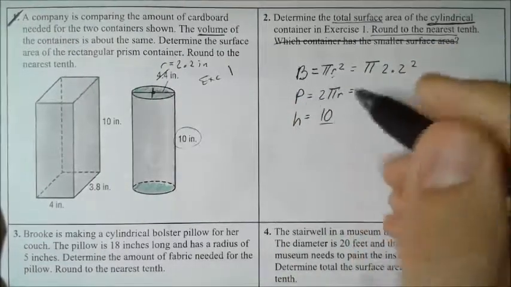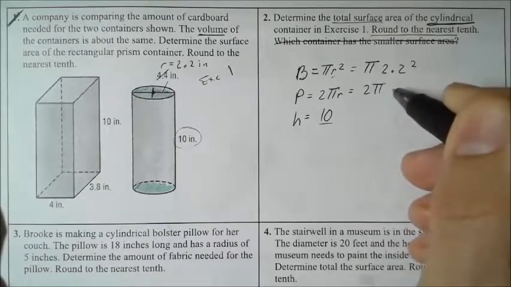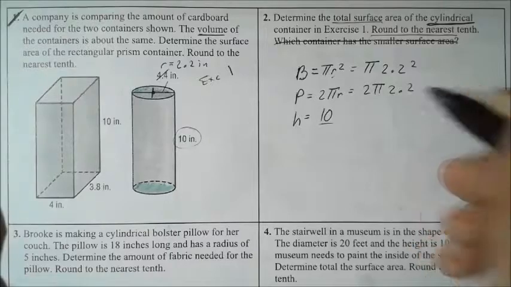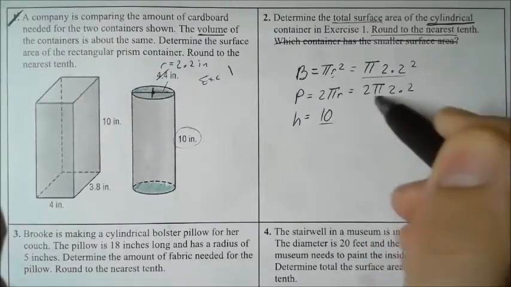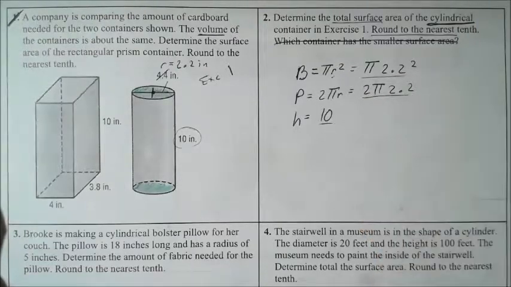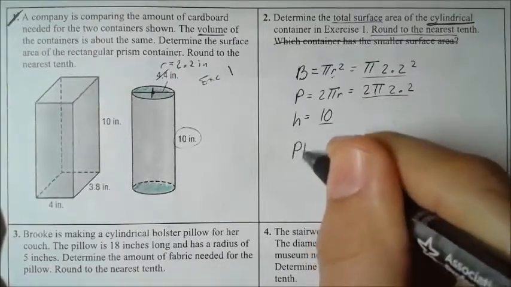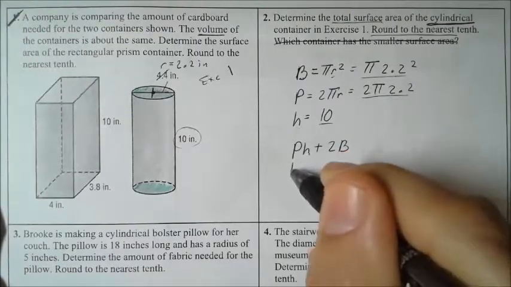For the perimeter, it's going to be 2 times pi times the radius, which is 2.2. And I already have h. So now, if you notice, I'm going to underline them. I have my big B, I have my big P, and I have my h. So let's put all this together into our formula and determine the surface area of this cylinder.